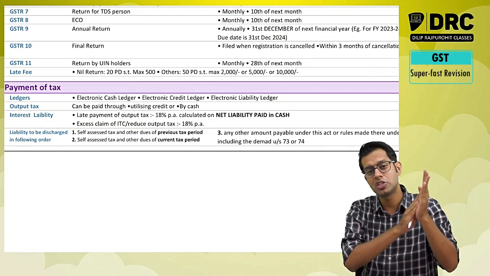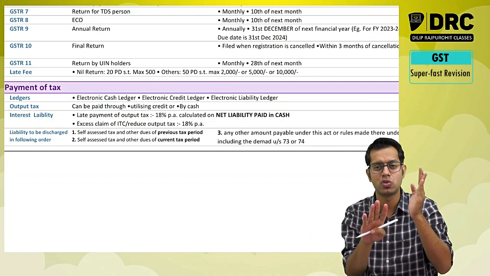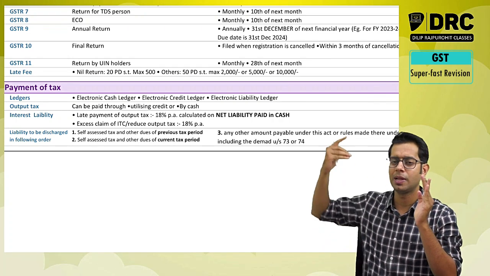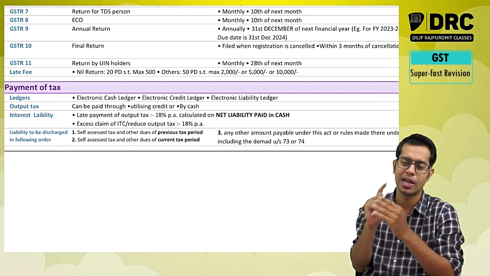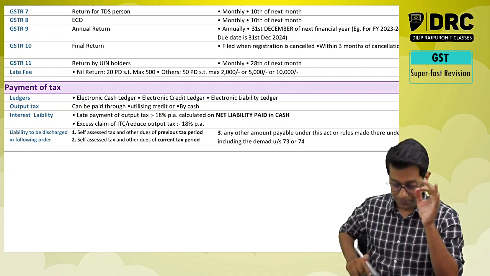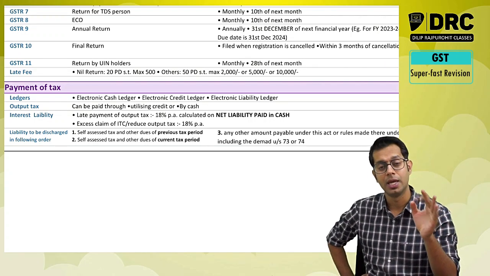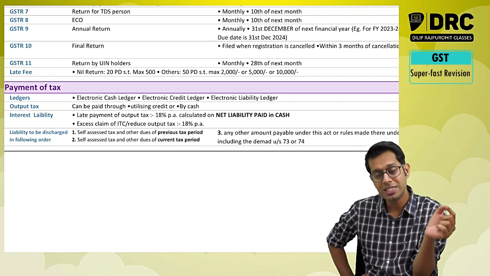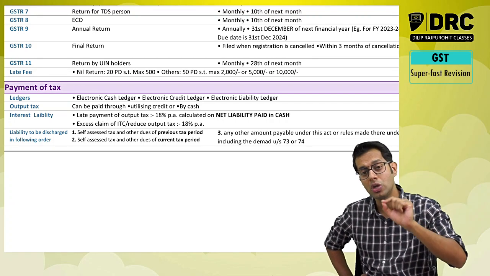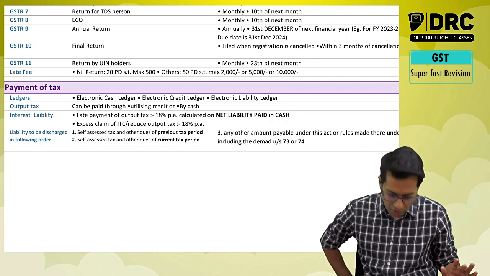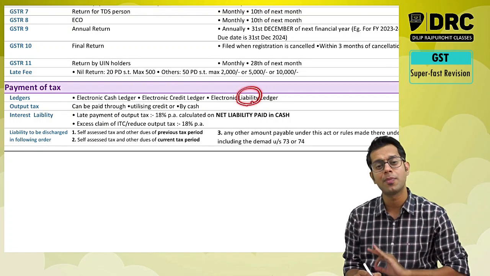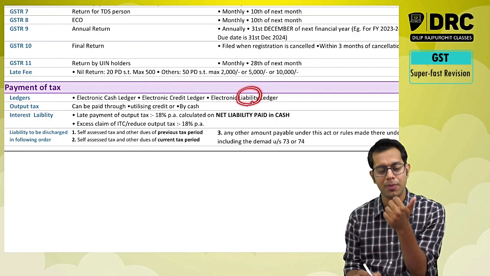CGST credit should first be utilized for making the payment of CGST, then you should utilize it for making the payment of IGST. Then SGST should be utilized for making the payment of SGST first, then you can utilize it for making the payment of IGST. SGST will never be used for making the payment of CGST. SGST will be used for making the payment of IGST only when CGST is not available for making the payment of IGST.